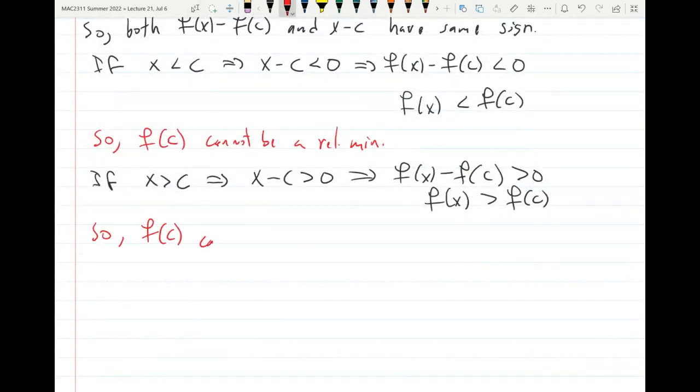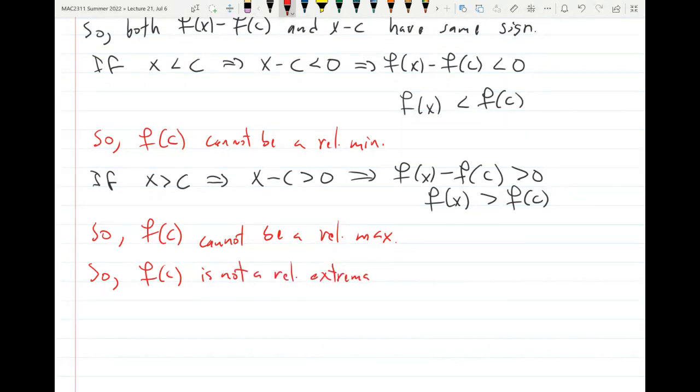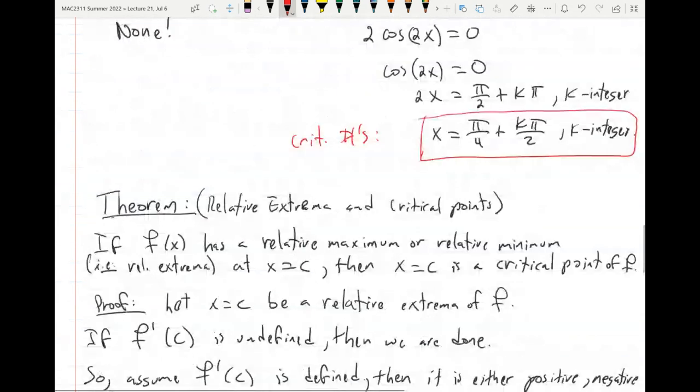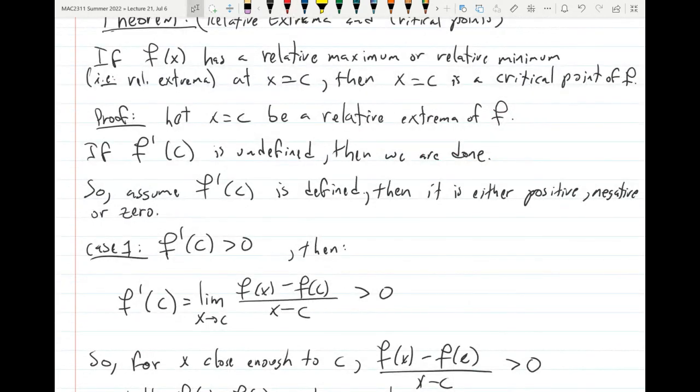So f of c cannot be a relative max. But this right here is a problem because we started by saying that f of c was a relative extrema, right? So we're saying here that f of c is not a relative extrema then. If not a relative extrema, this is a contradiction because this contradicts our assumption. That assumption is untouchable. You cannot touch this one, that f of c is a relative extrema, because that's our hypothesis. Okay, you cannot touch that one.